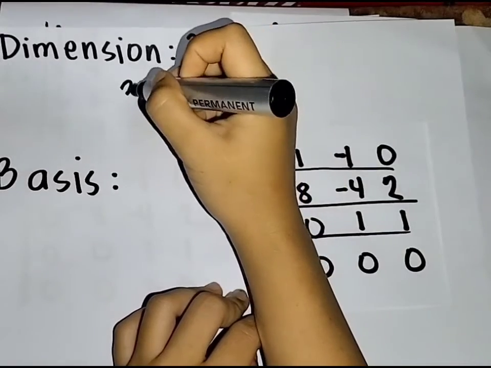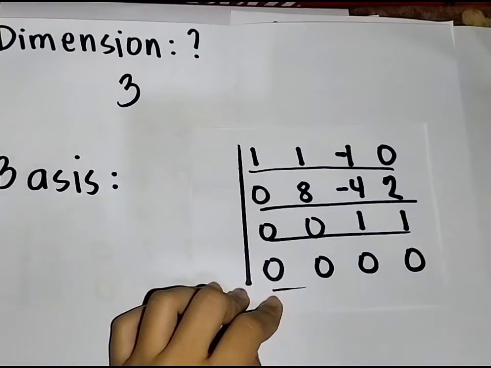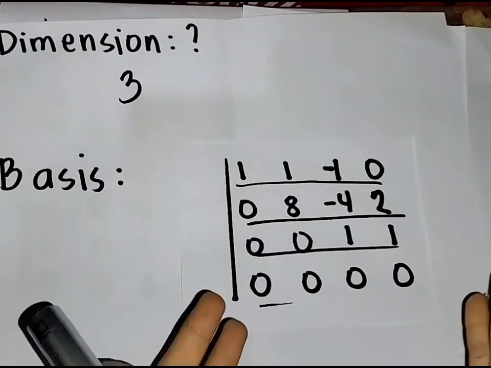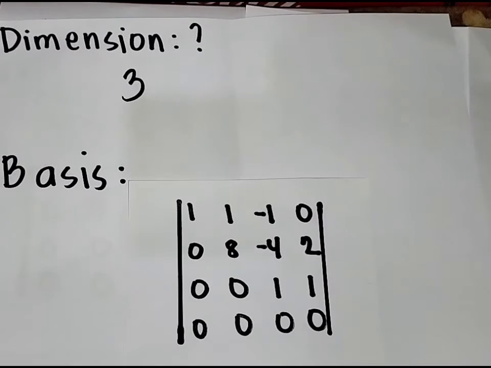Okay? How about the basis mo? Buong ito. Like this. Since basis means it is the set of linearly independent vectors. So, ayan po yung set ng linearly independent vectors. Yan na po. Yan na po ang dimension and basis.